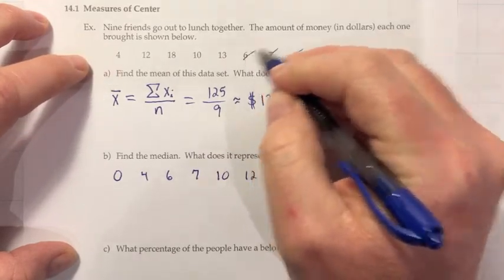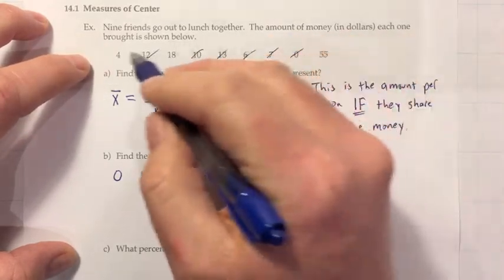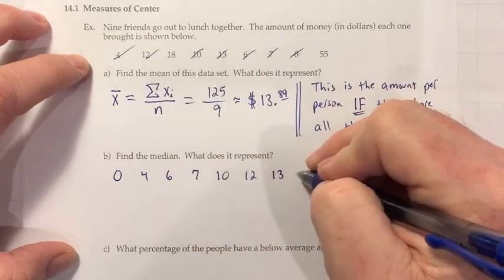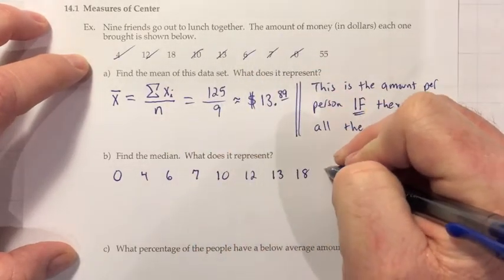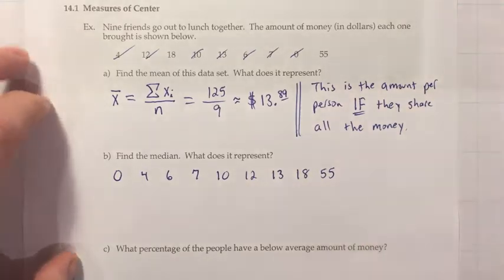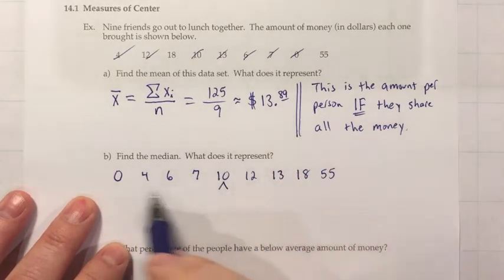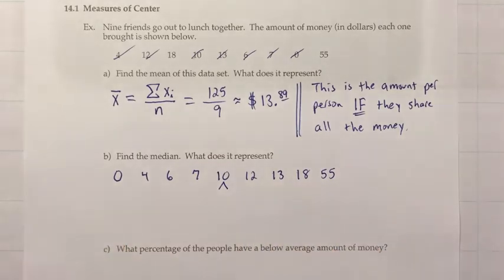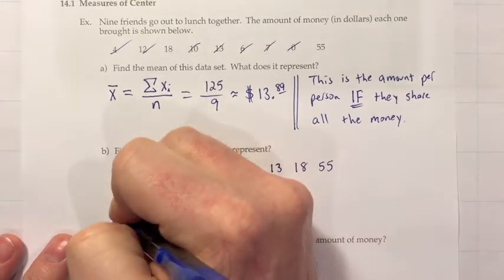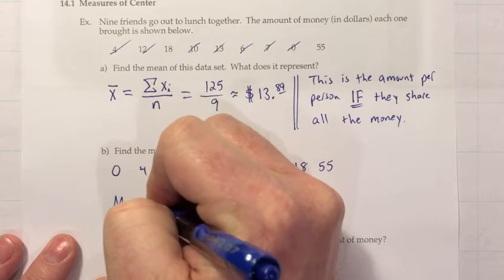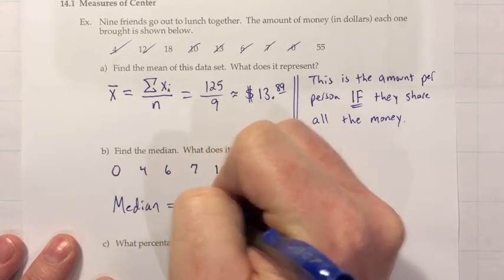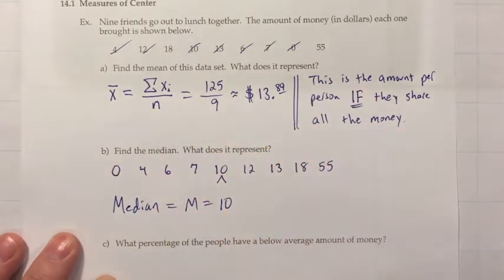Make sure I'm not missing anything here. 10, 12, 13, got all those, and 18 and 55. So if you put the data set in order and you look, it looks like this value right there would be in the middle. There's 4 below it, there's 4 after it, so that's in the middle. So the median, we often use a capital M for, and in this case, that would be a 10.